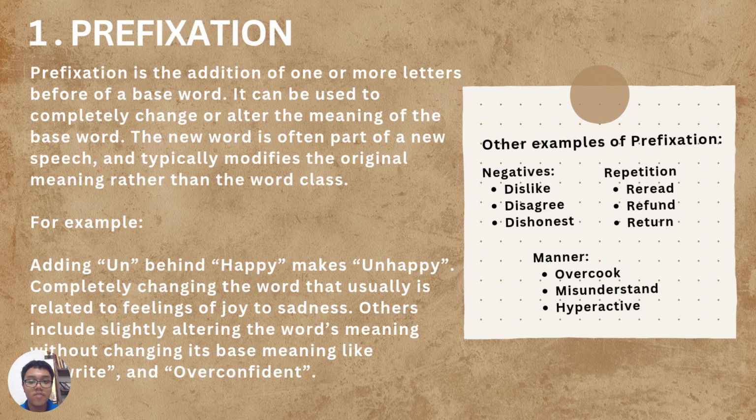We have negatives, repetition, and manner. So what this is, is that prefixation depends on the context that you are going to convey. So we have the negatives, which are dislike, disagree, and dishonest. We have repetition, which is reread, refund, and return. We also have manner, which is overcook, misunderstood, and hyperactive.